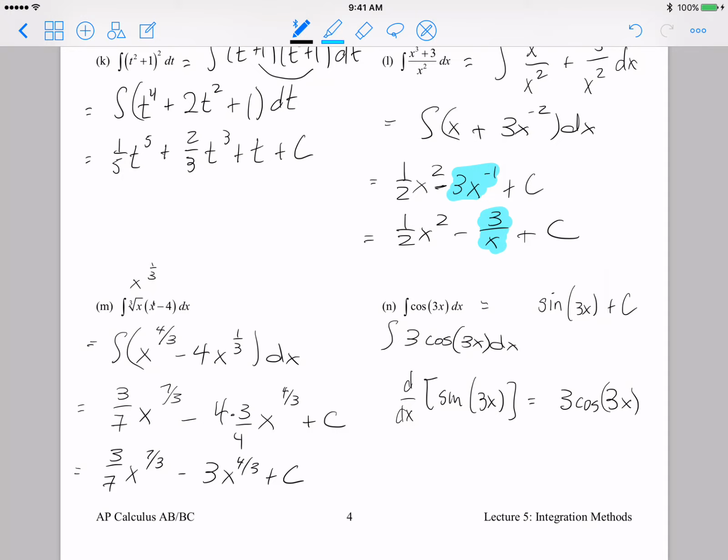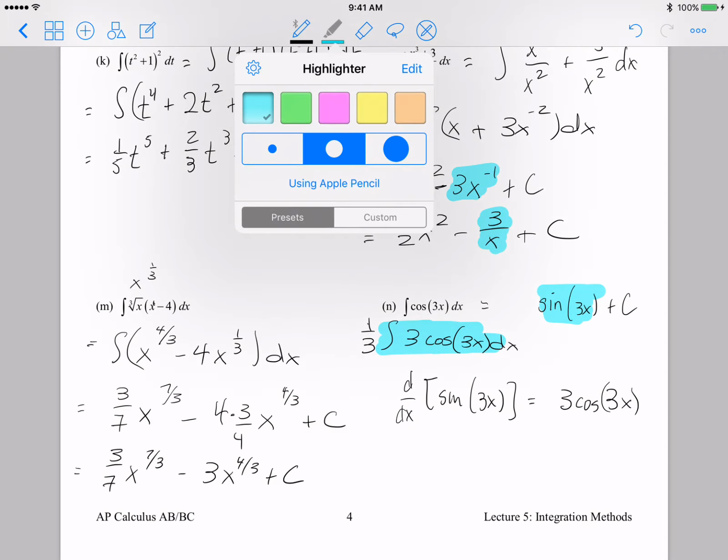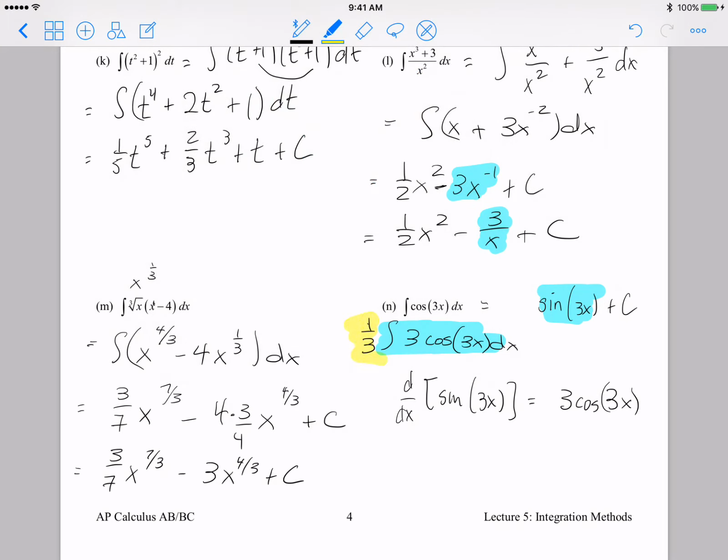But in order to do that, I've got to make sure I don't change the problem. So if I multiply by 3, I've got to also divide by 3 or multiply by 1/3. And so now the antiderivative of this piece is this, and because of this 1/3 that's in the front, we've got to have a 1/3 in front of our answer. Okay, so our final answer altogether is going to be 1/3 the sine of 3x plus c.